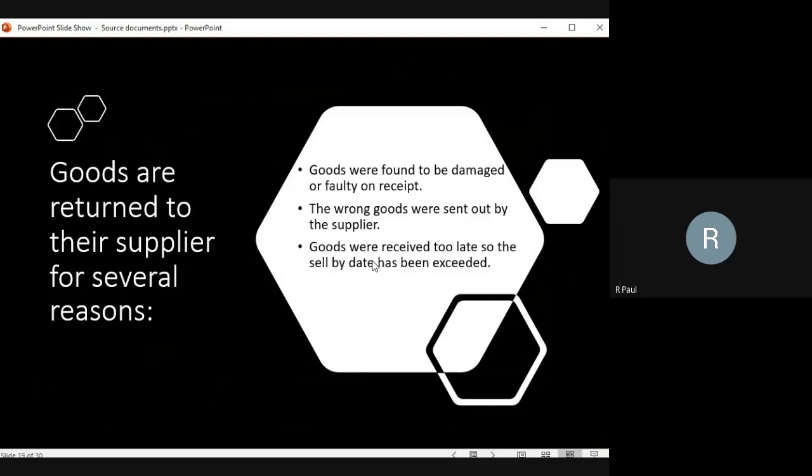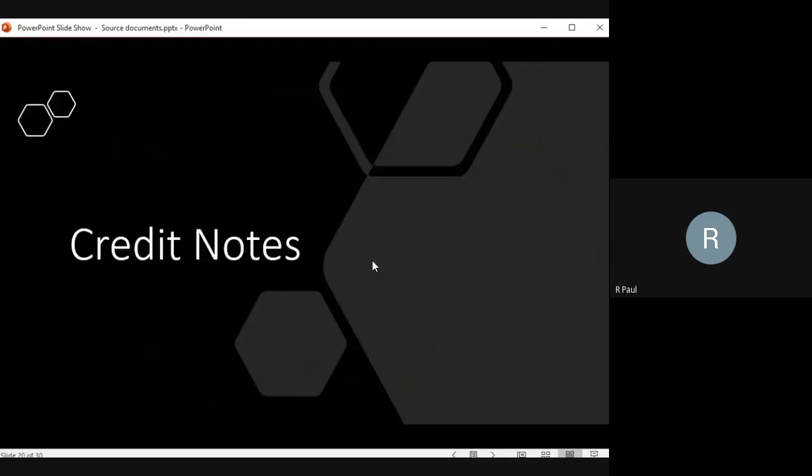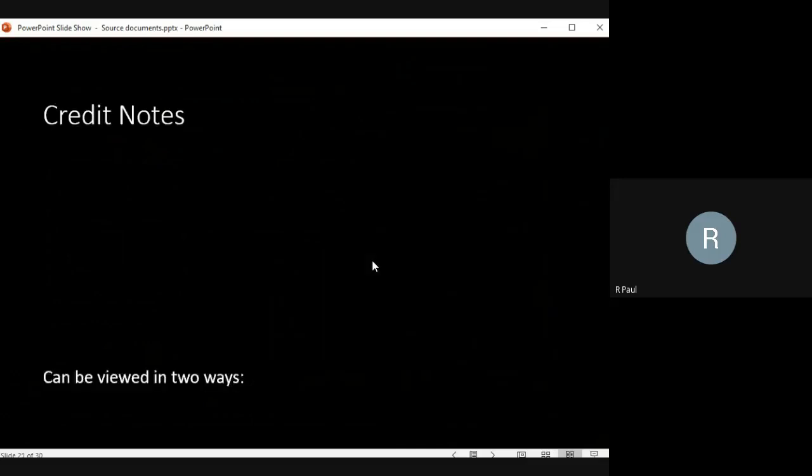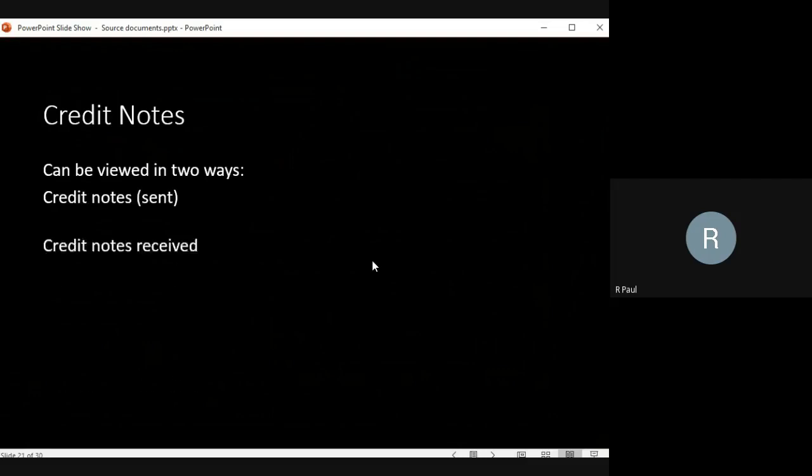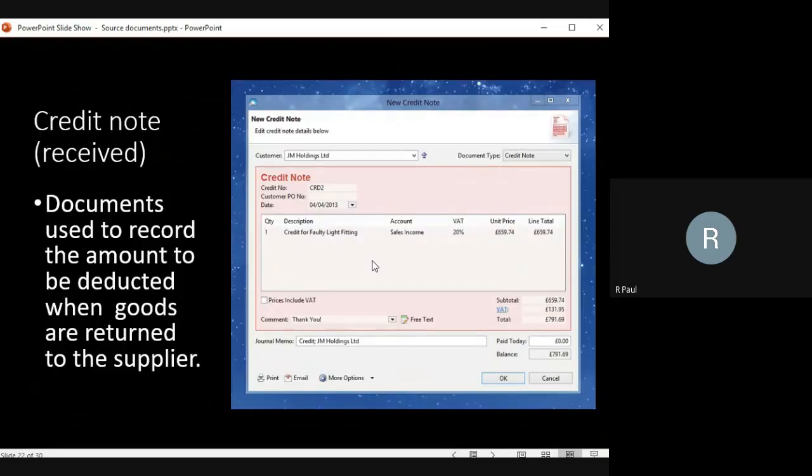Now, in order to record this information, we use what we call a credit note. The credit note also comes in two forms. It's looked at in two ways. The credit note can be viewed as a credit note sent and a credit note received. The credit note received is a document used to record the amount to be deducted when goods are returned to the supplier. So this is the business sending back goods to the supplier, and it could be one of those reasons that I listed two slides before.